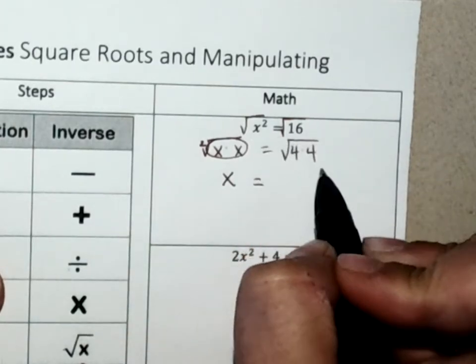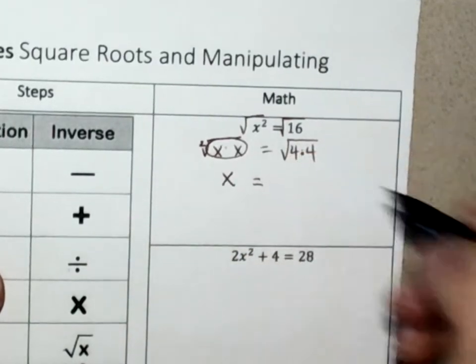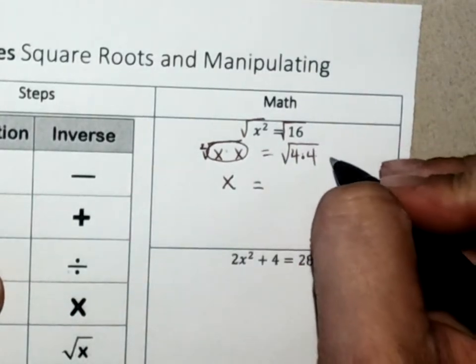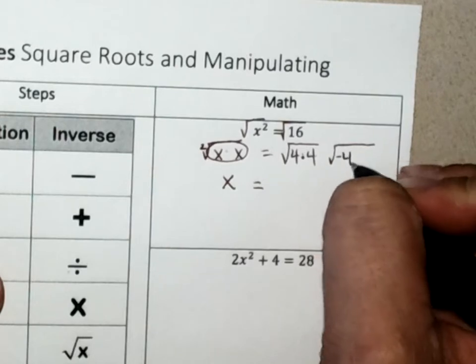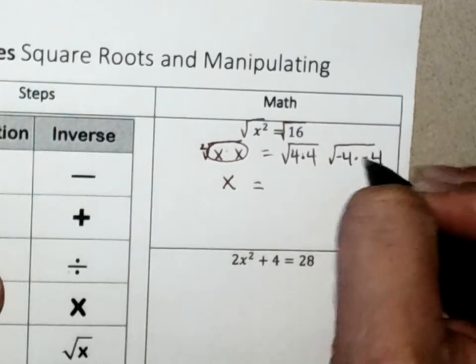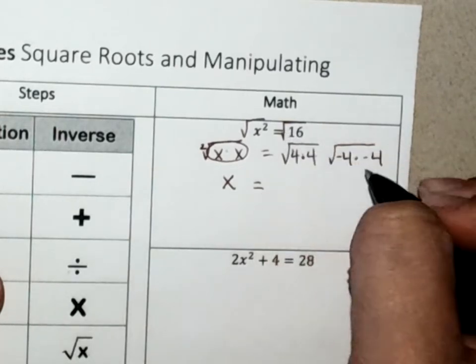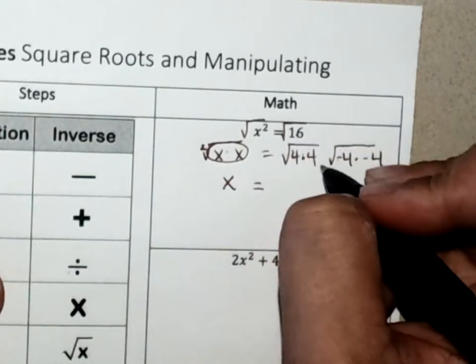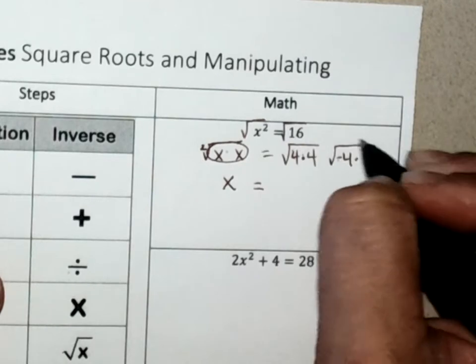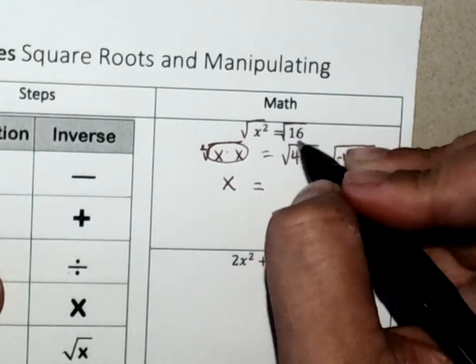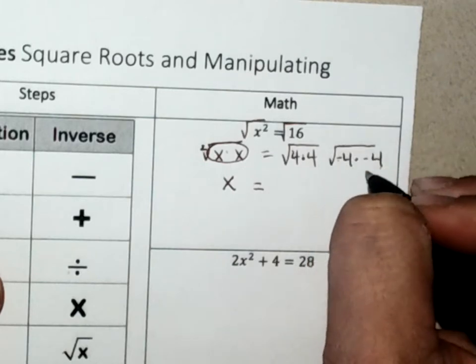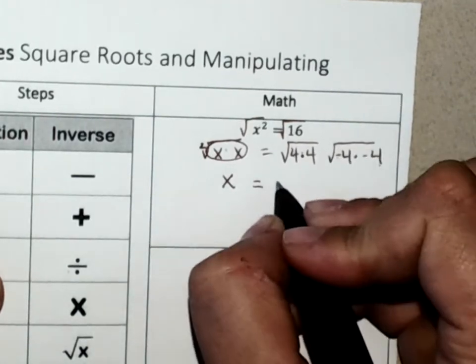Now 16. I know that 4 times 4 equals 16. But I also know that negative 4 times negative 4 equals 16, because a negative times a negative is a positive, and a positive times a positive is a positive. So it's impossible for me to know if the original number was 4 or negative 4. So I'm going to bring both of these numbers out.